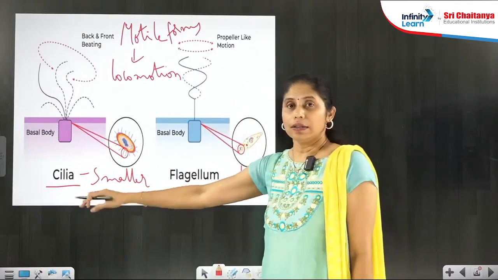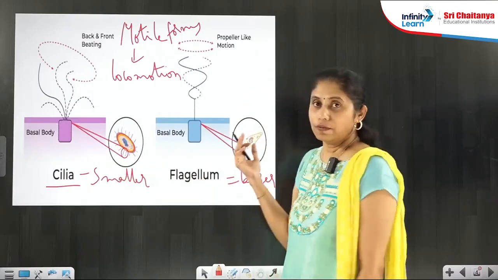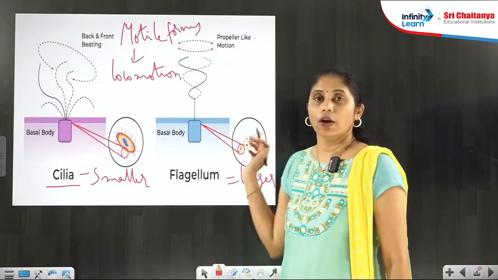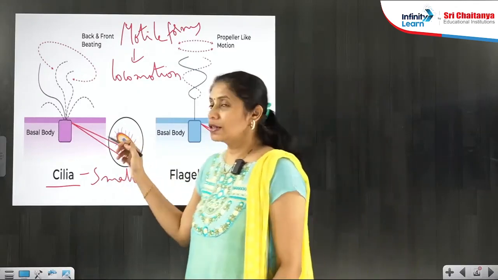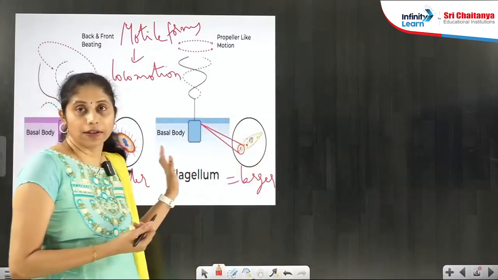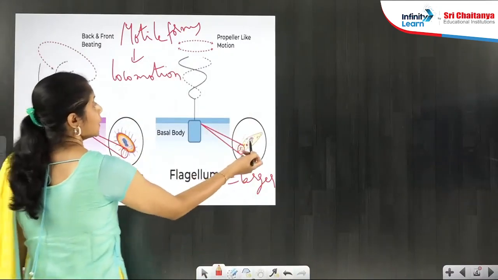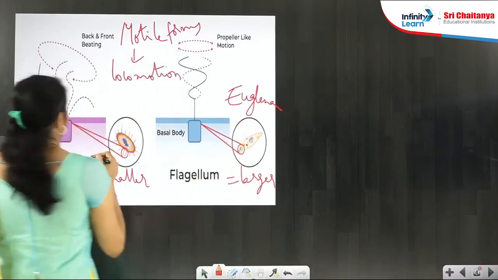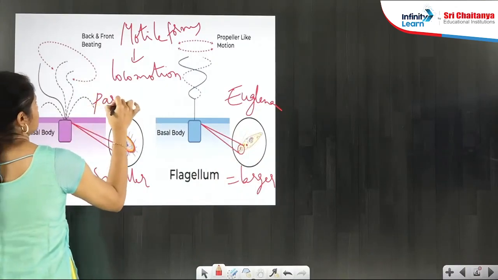Cilium is singular, cilia plural, flagellum, flagella. Cilia are generally smaller and flagella are generally larger. Cilia are present generally in the paramecium. Paramecium is the organism which is having the cilia, whereas flagella are present in euglena.